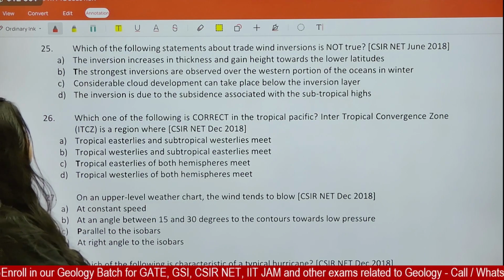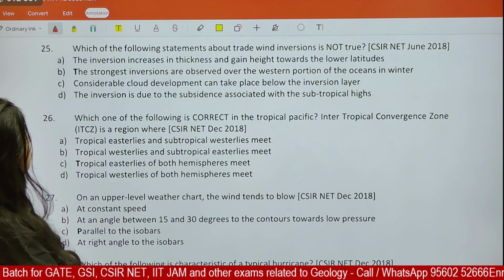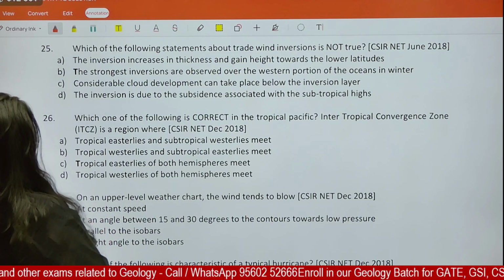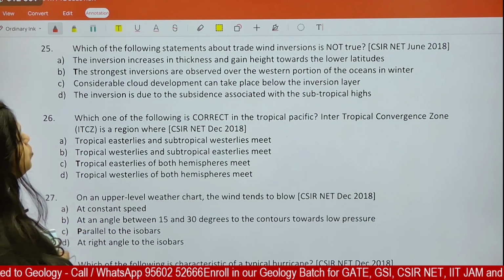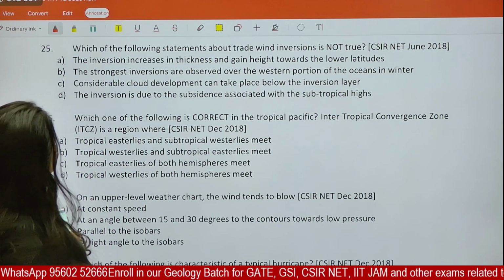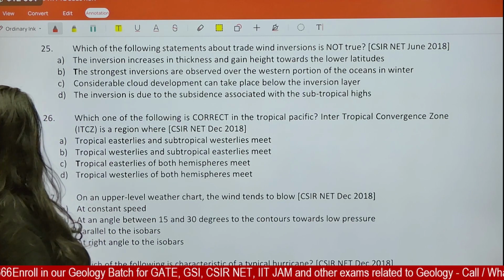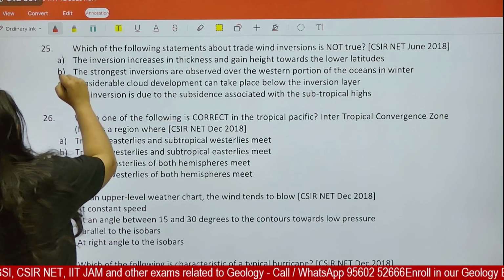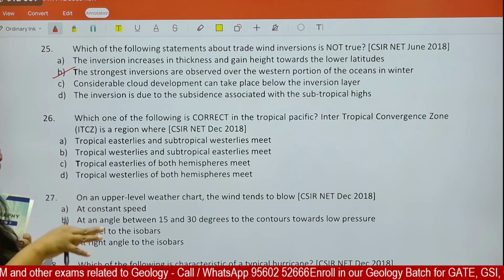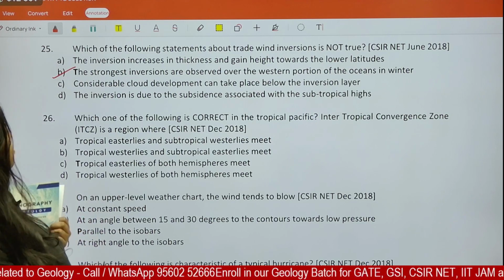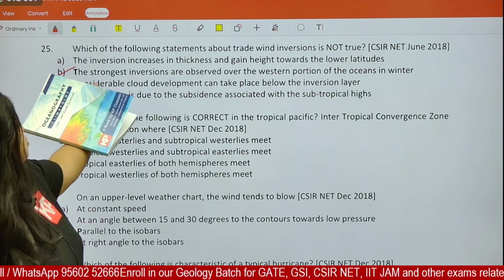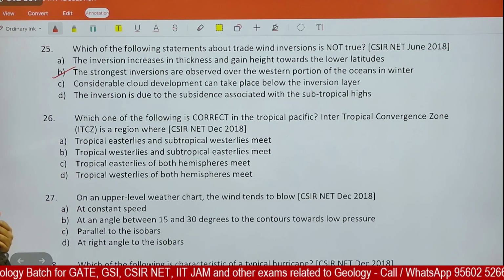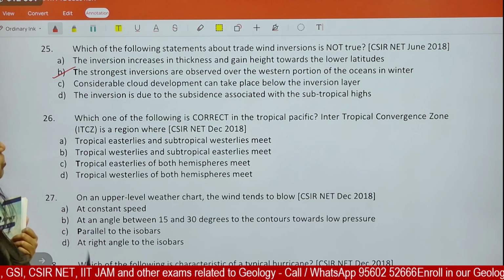Yeah, this is a good question. Which one of the following statements about trade wind inversion is not true? About the trade wind inversion, the inversion increases in thickness and gains height towards the lower latitudes. This is actually true. The strongest inversions are observed over the western. No, strongest inversions are observed over the eastern portion of the ocean during the winter. So this is not true actually. Considerable cloud development can take place below the inversion layer. Inversion is due to the subsidence associated with the subtropical highs.